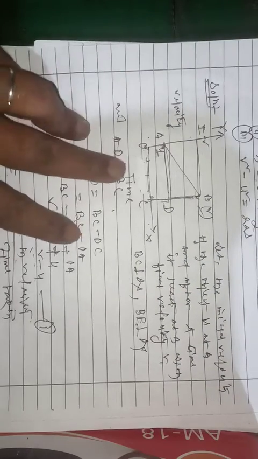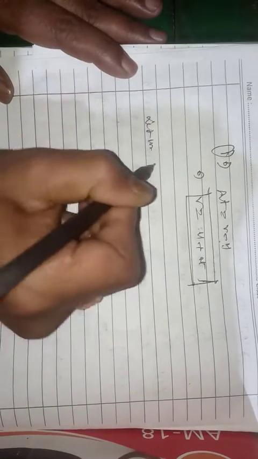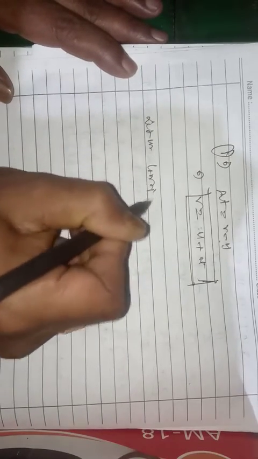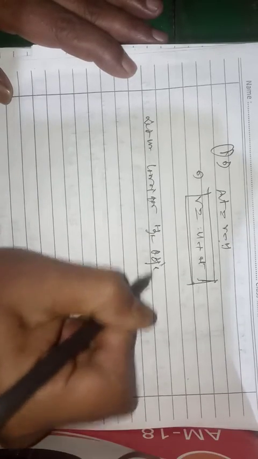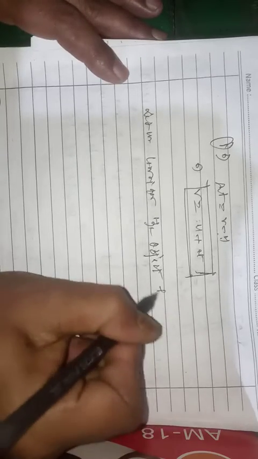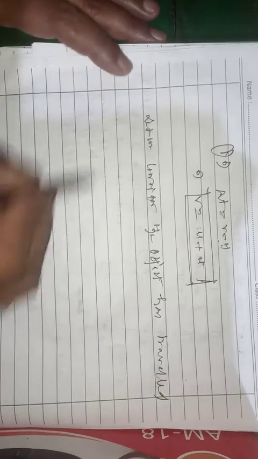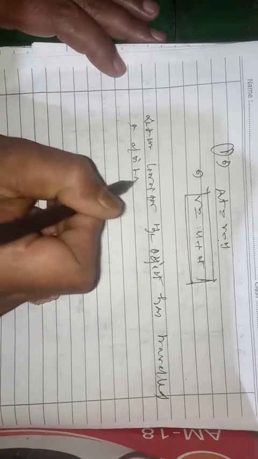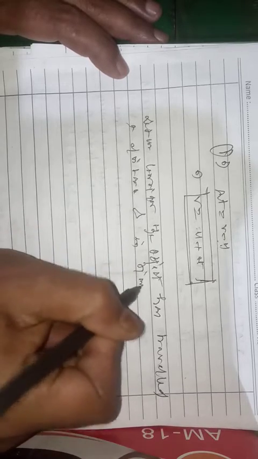Okay, now second formula we are going to prove. Let us consider that the object has traveled a distance s from here to here. So mention it. Let us consider the object has traveled a distance s in time t.